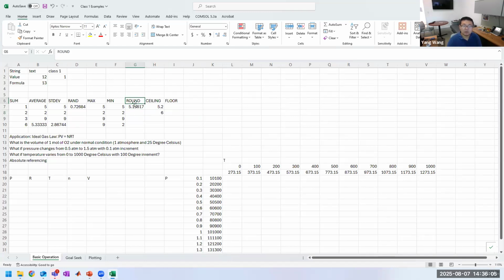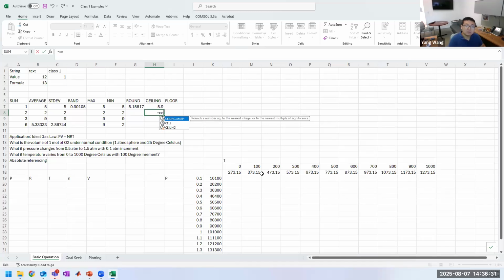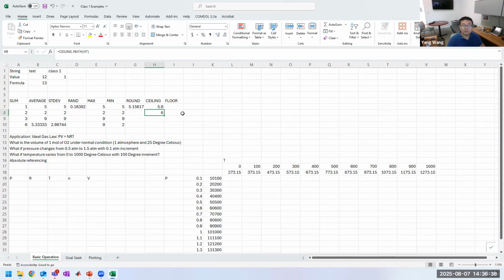But the rounding will only round to the nearest number. So basically here we want to find the integer that's above the value, right? If it's 5.2, we round it up to 6. If it's 5.8 or 5.9, we still want it to be 6. So this function is called the ceiling function, right? You're trying to find the ceiling of a number. So you would type in ceiling.math and then put this value here, and that will give you 6.